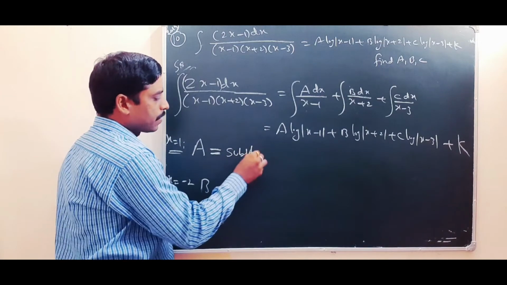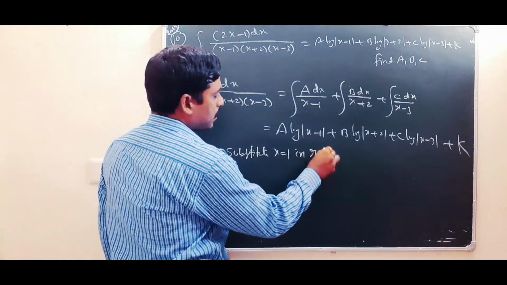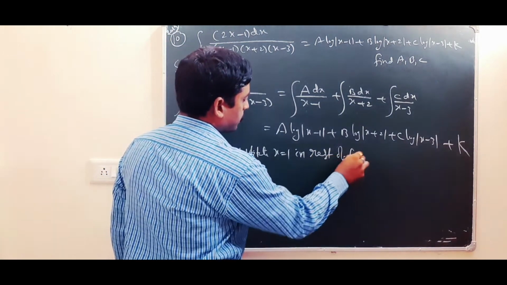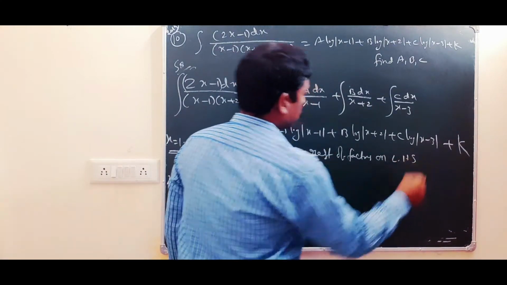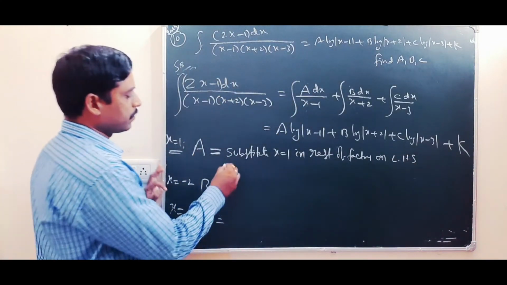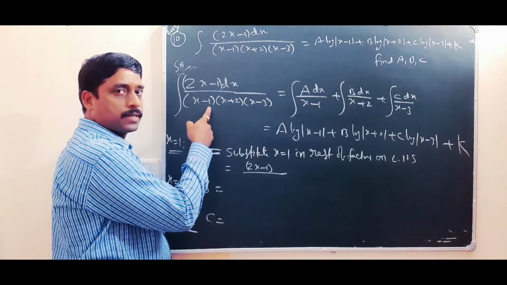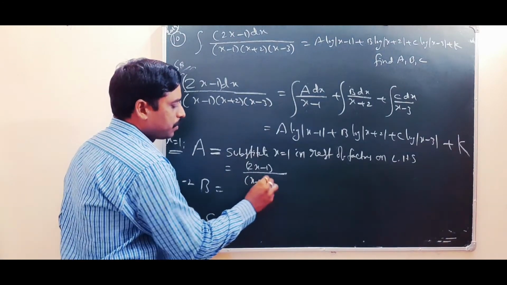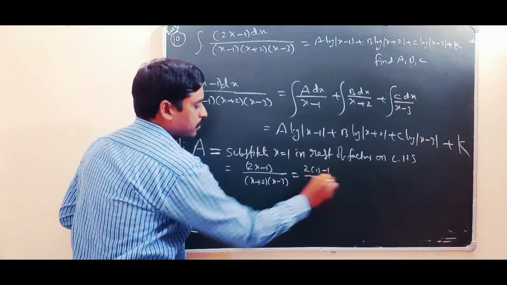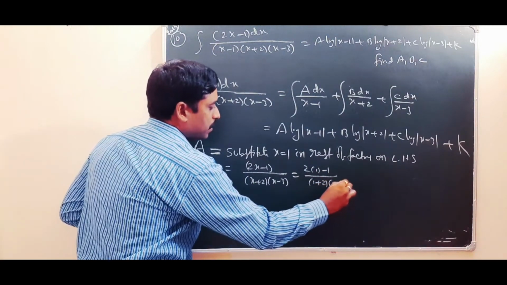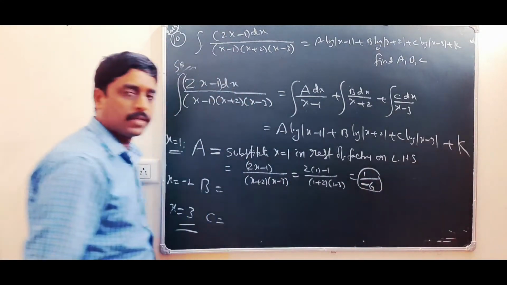Substitute x equals 1 in the rest of the factors on the left side. So what is the left side value? 2x minus 1 upon, except x minus 1, write the remaining (x plus 2)(x minus 3). Put x equals 1: this value will be 2 into 1 minus 1 by (1 plus 2)(1 minus 3). This is 1 by 3 into minus 2, which is minus 6. The a value is minus 1 by 6, correct answer.